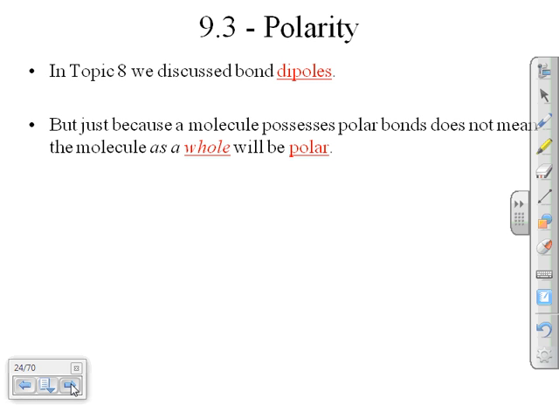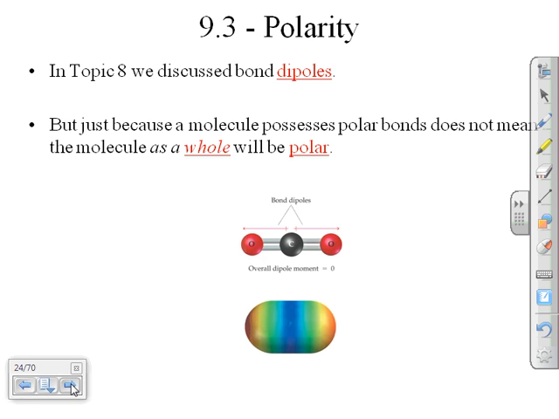Just because a molecule possesses polar bonds does not mean that the whole molecule is polar. So we can talk about bonds being polar, and we can talk about molecules being polar. They do relate to each other, but they do not go hand in hand. If one of them's polar, the other one's polar. If one of them's not, the other one's not. You can't judge it by that. You have to take into account some of the geometries that we learned about in the last couple of sections.